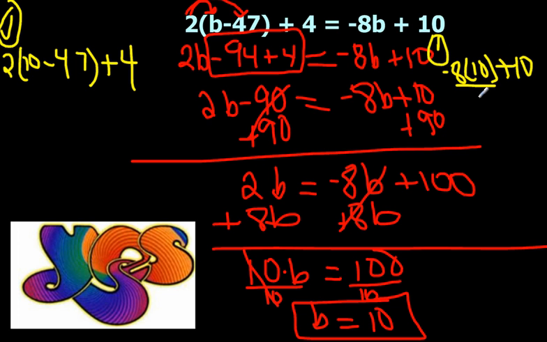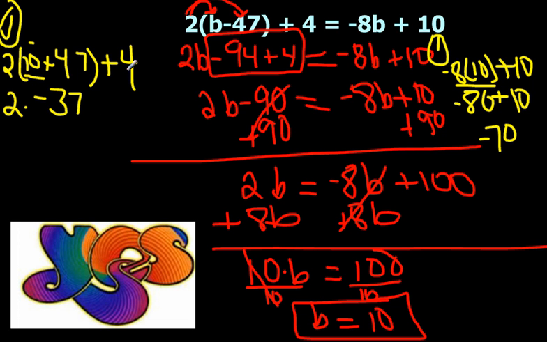So if I solve this, negative 8 times 10 gives me negative 80 plus 10 gives me negative 70. Cross your fingers. Hope that's what we get over here. So we stop, chop, chop inside of here, and I get 2 times negative 37. Ooh, negative 37 plus 4. 2 times negative 37, 2 times 30 is 60, 2 times 7 is 14. That's going to give me negative 74.